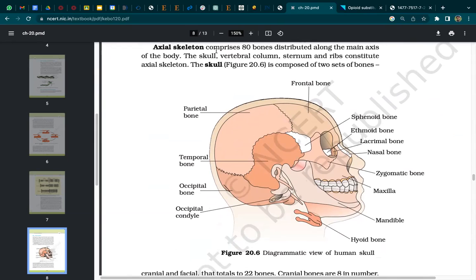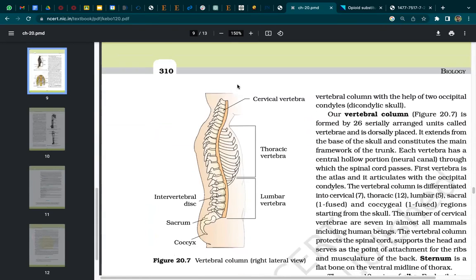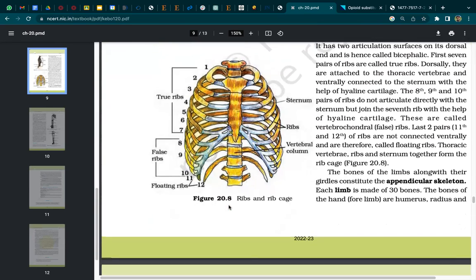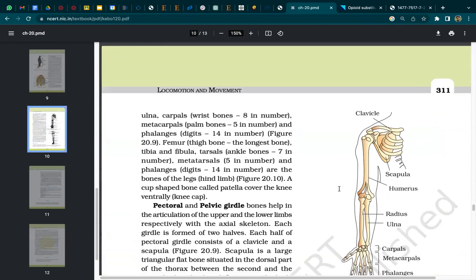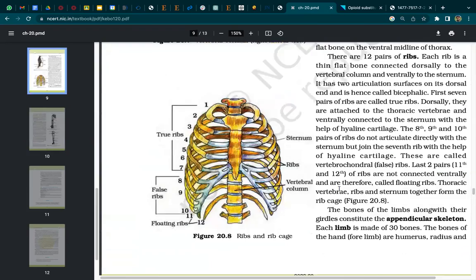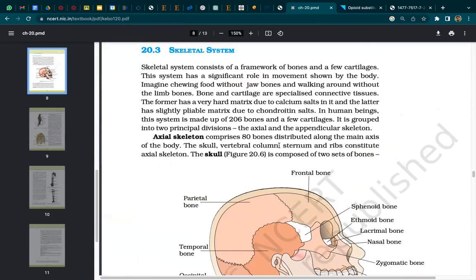The skeleton is divided into two parts. One is called the axial skeleton. Axial skeleton is your skull and your vertebral column with your ribs. And after that, there is the appendicular skeleton, which is the limbs, your two hands and two legs, which come out from the center axis. So first, let's talk about the axial skeleton. The axial skeleton has 80 bones out of 206.